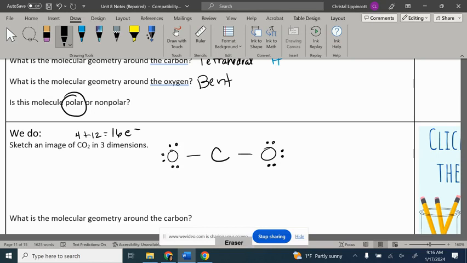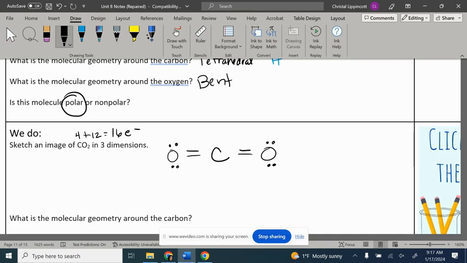What problem do I have? Carbon only has 4. It needs 8. So I am going to try and erase these, and I'm going to bring them in and make double bonds. Now everything has 8.